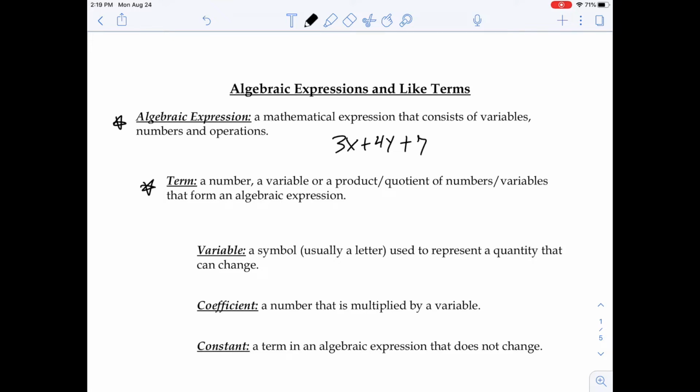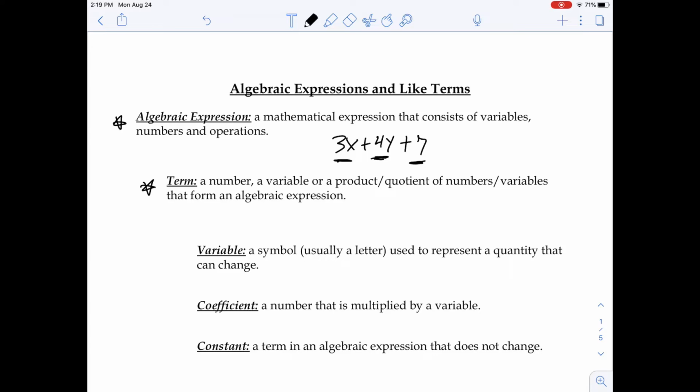Terms are a number, a variable, or a product or quotient of numbers and variables, and that forms the entire thing. So you can see here, you've got 3x, a number and a variable, and it's a product. Same thing with the 4y, and then this is just a constant term right here.